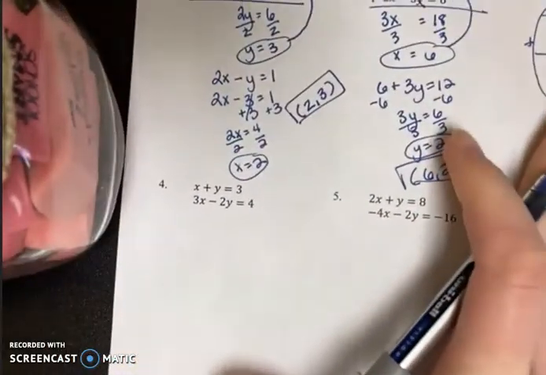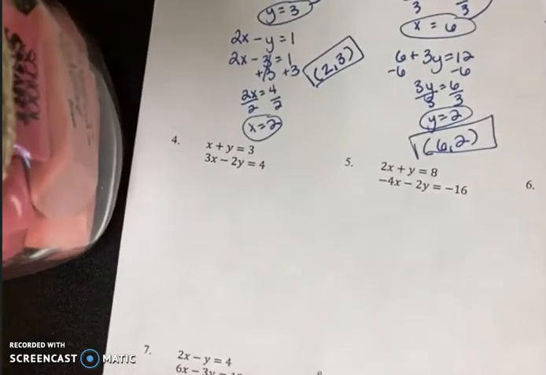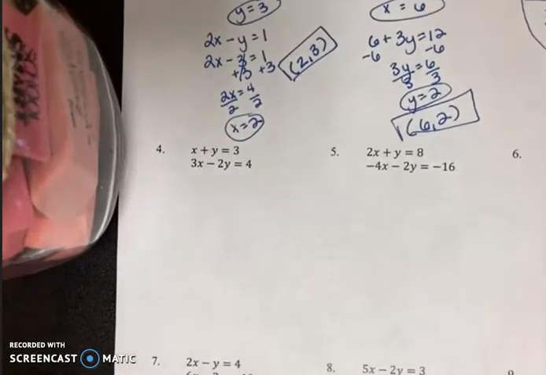All right, let's take a look at number 4. For number 4, once again, we want to cancel out the x or the y. It doesn't really matter.